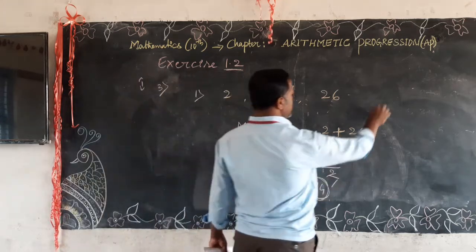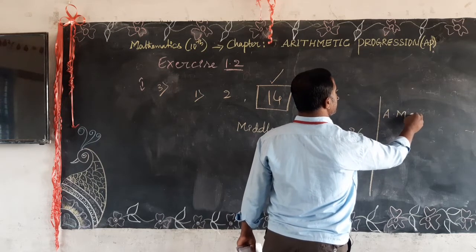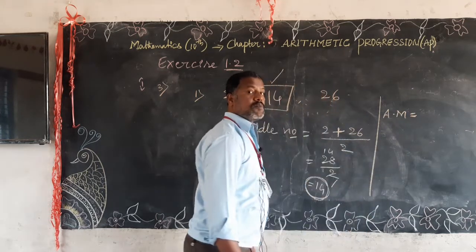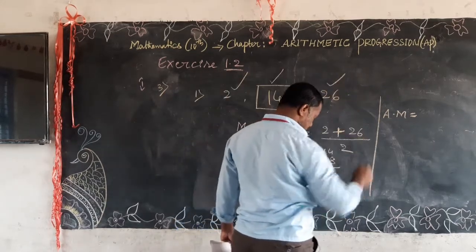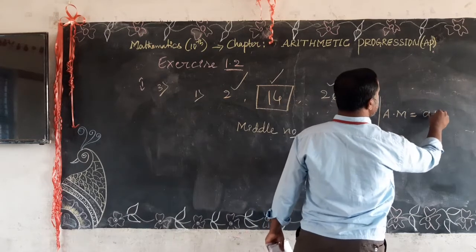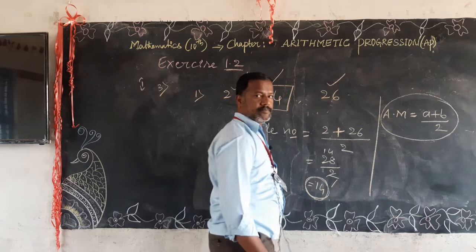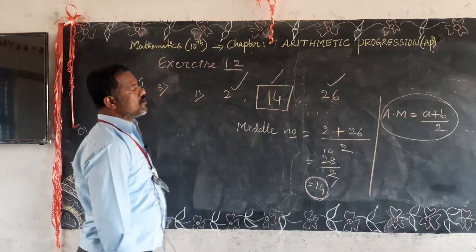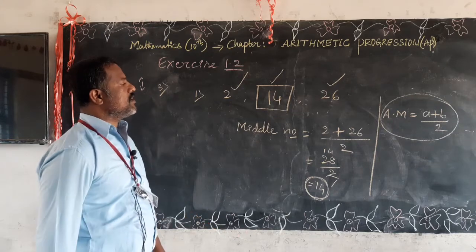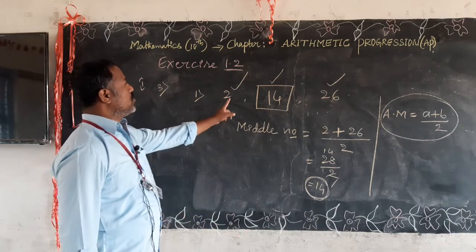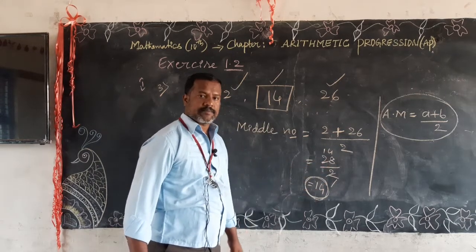So that is a formula. We call that the arithmetic mean. Sum of extremes means I take this as A and this as B. That is A plus B divided by 2. This is the formula. AM is equal to A plus B whole divided by 2. 2 plus 26 is 28, 28 by 2, that is 14.